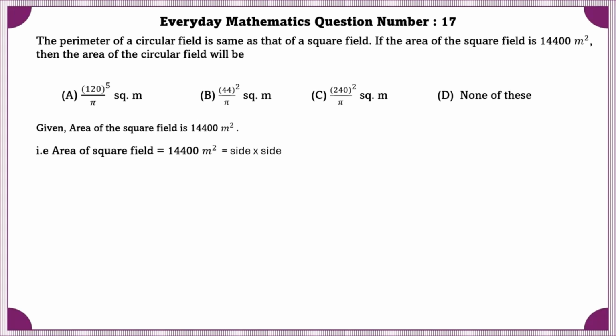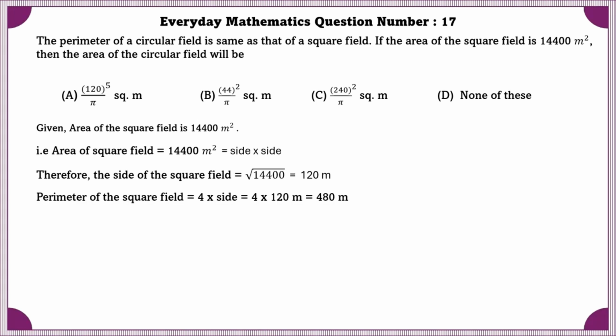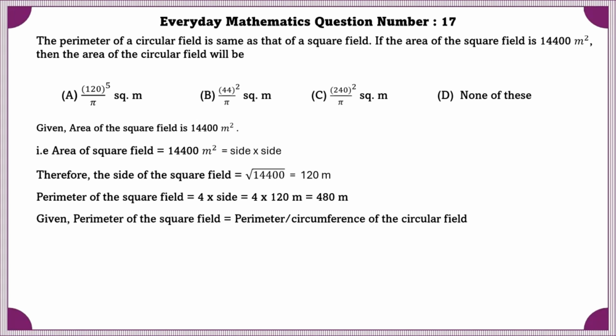And since it's the area of a square field, the area is side into side. To find the side of the square field, we have to take the root of 14,400 meters square, which is equal to 120 meters. Therefore, perimeter of the square field is equal to 4 into side, that is 480 meters.